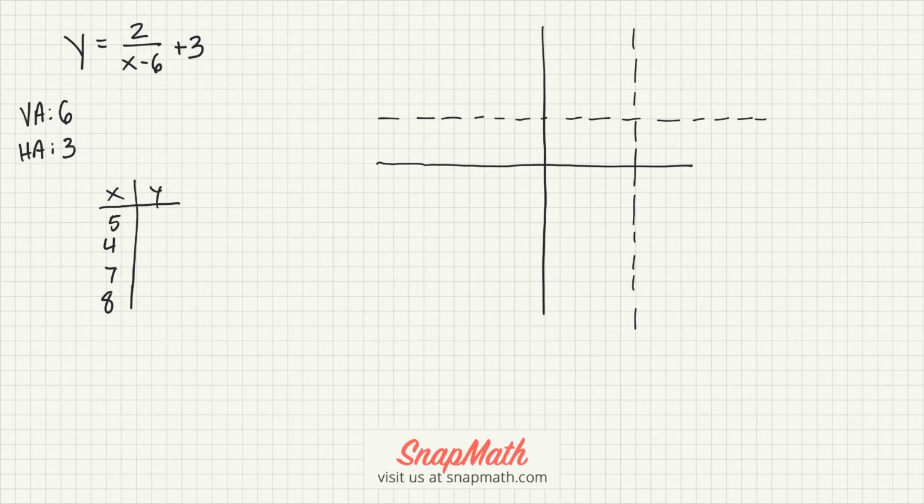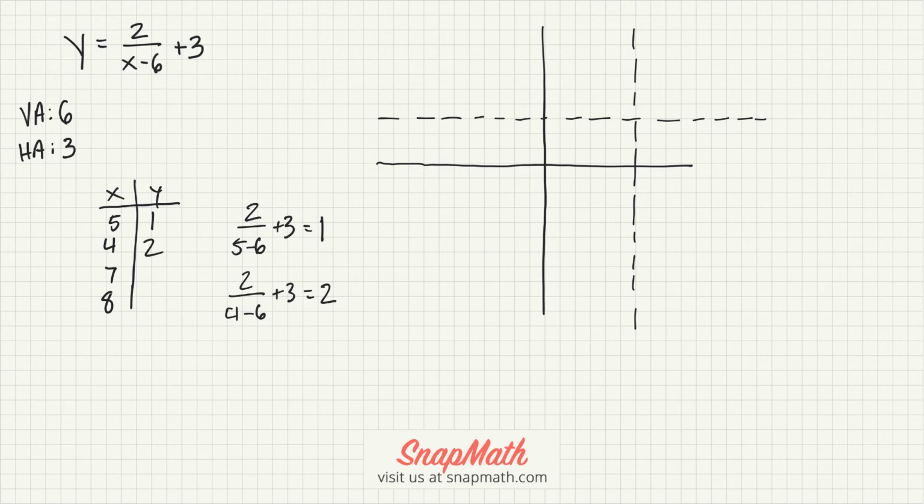All right, so when I plug in 5 into our equation, it'll be 5 minus 6 on the bottom, so it'll be 2 over 5 minus 6, plus 3, and that gives me negative 1 on the bottom, so this will be a negative 2 plus 3 will give me 1. When I put 4 here on the bottom, 4 minus 6 plus 3, so this will give me negative 2, which will give me negative 1 plus 3 will give me 2.